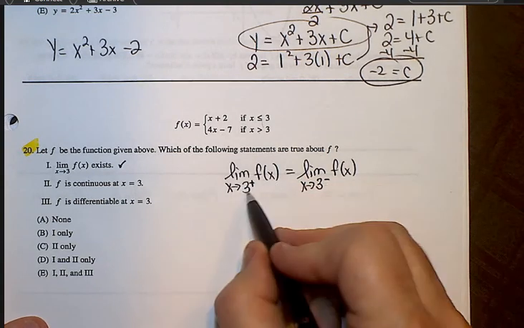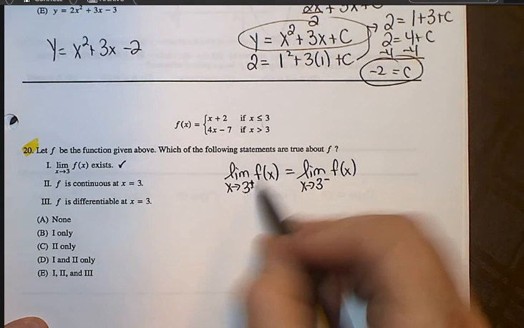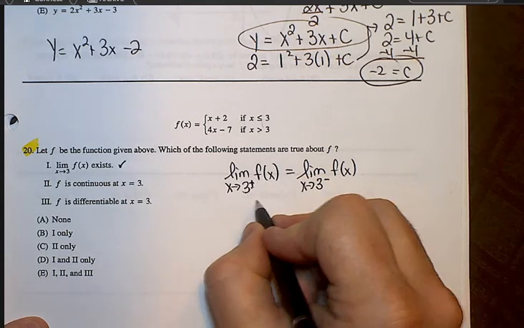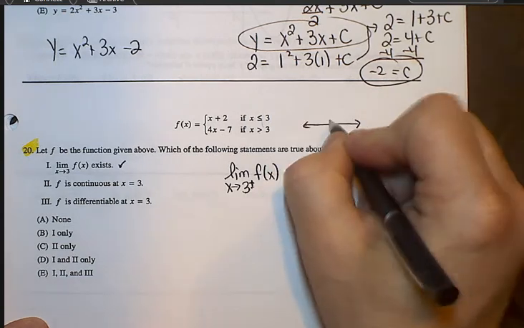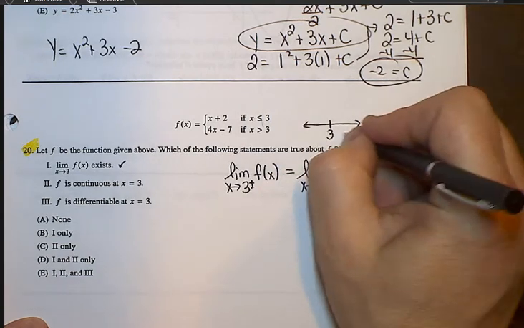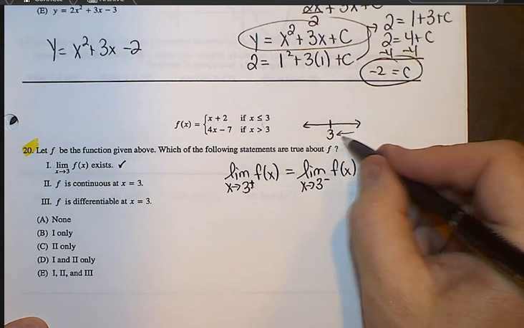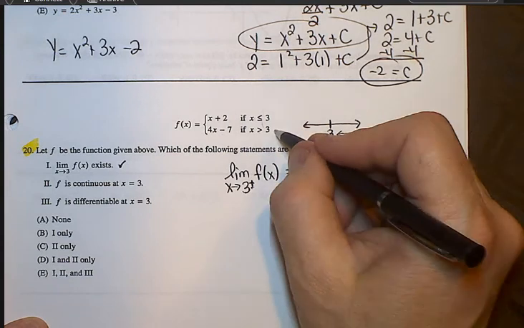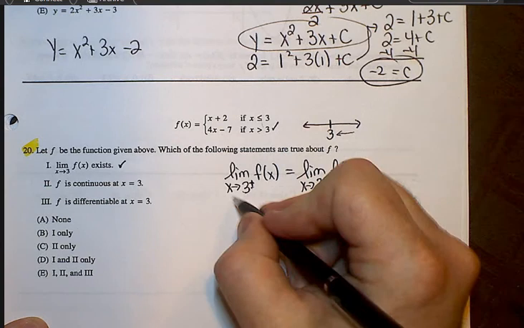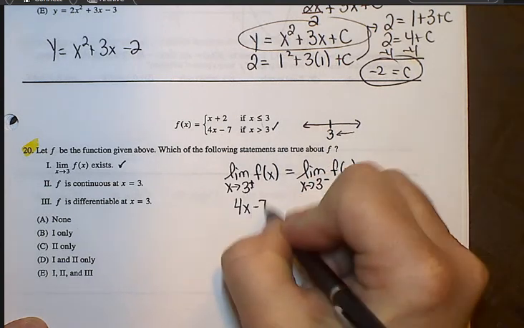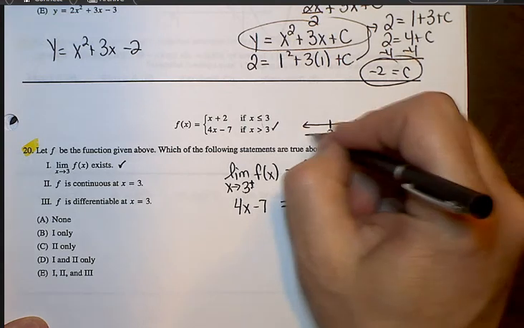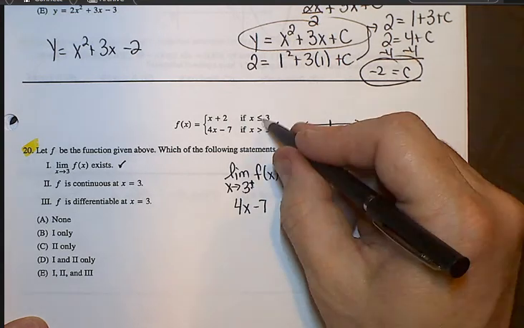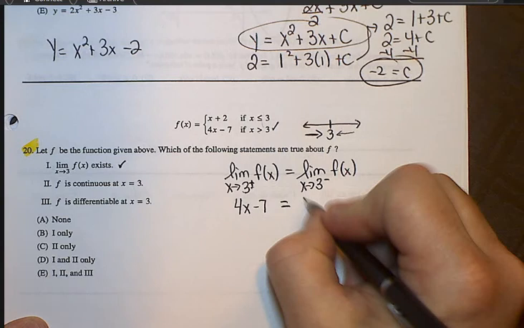If x is approaching 3 from the positive side, let me draw this here. Here's my 3. So I'm going to be approaching 3 this way. That means I'm greater than 3. If I'm greater than 3, I'm using this function, so I have 4x minus 7. Now I'm approaching 3 from the smaller side, so I'm approaching 3 this way, which means I'm less than or equal to 3, so I'm going to use x plus 2.